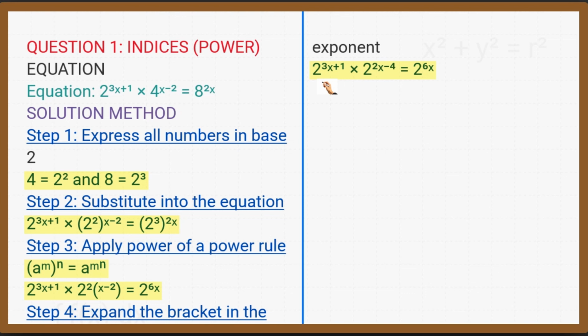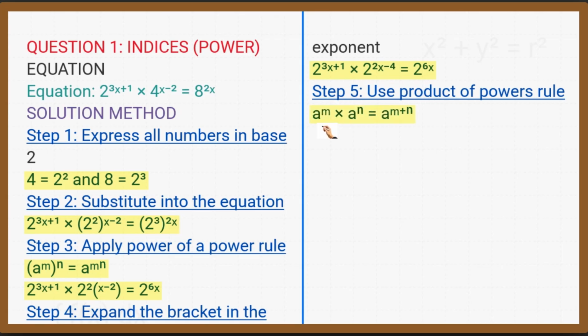Step 5. Now we use the product of powers rule. When multiplying powers with the same base, we add the exponents. So we add 3x plus 1 and 2x minus 4. This gives 5x minus 3. Therefore, the equation becomes 2 to the 5x minus 3 equals 2 to the 6x.